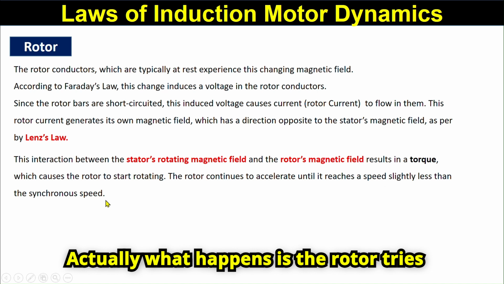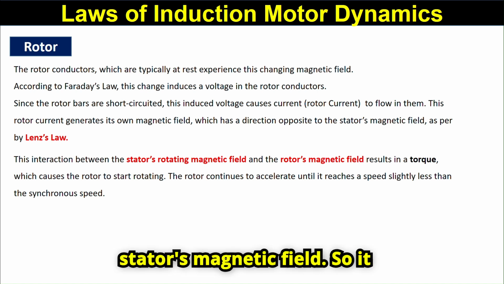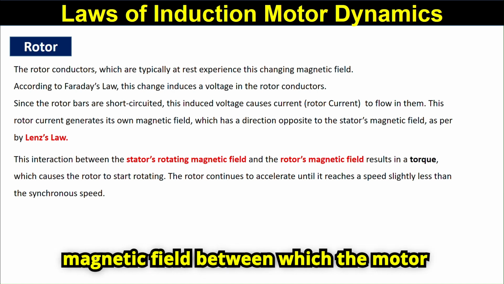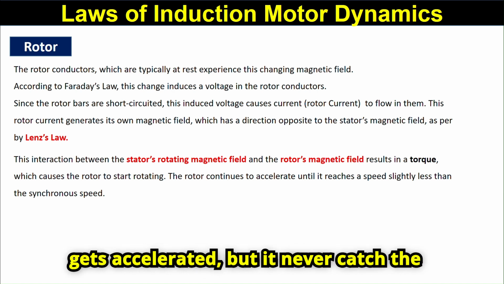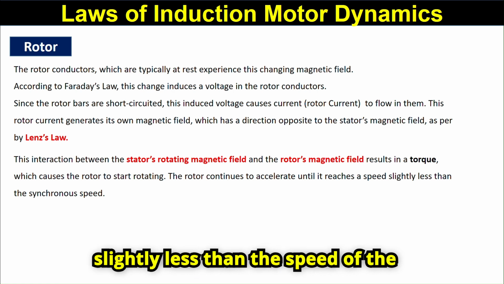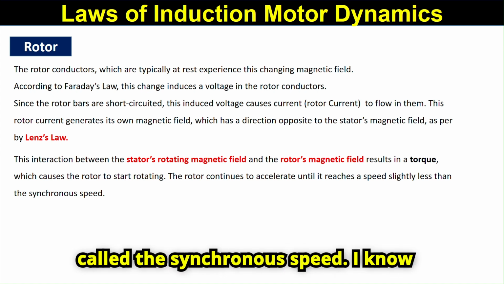Actually, what happens is the rotor tries to catch the stator's magnetic field. So it continuously follows the stator's magnetic field, due to which the motor gets accelerated. But it never catches the stator's magnetic field. It reaches a speed slightly less than the speed of the stator's magnetic field. The stator's magnetic field speed is called the synchronous speed.